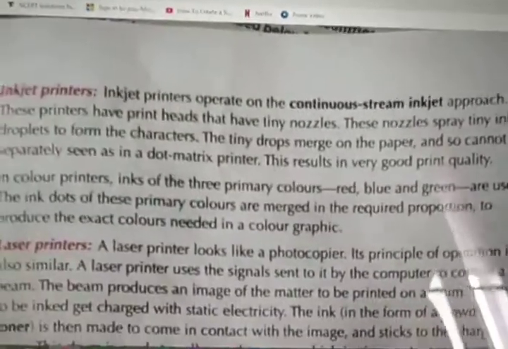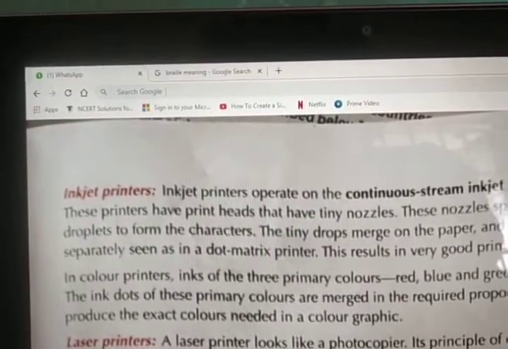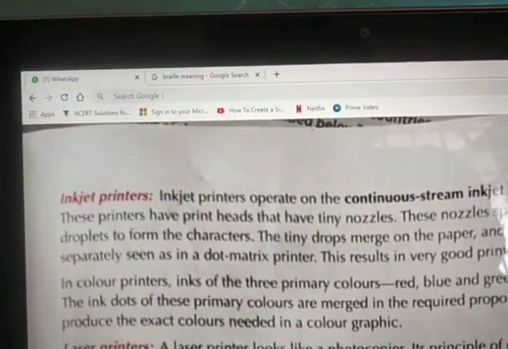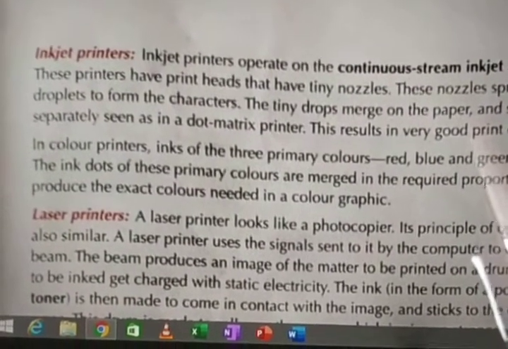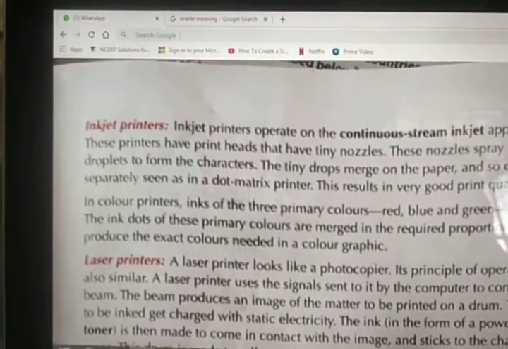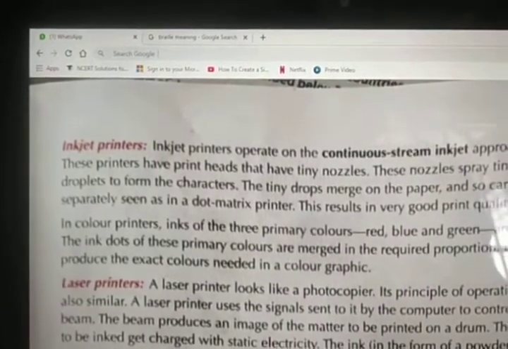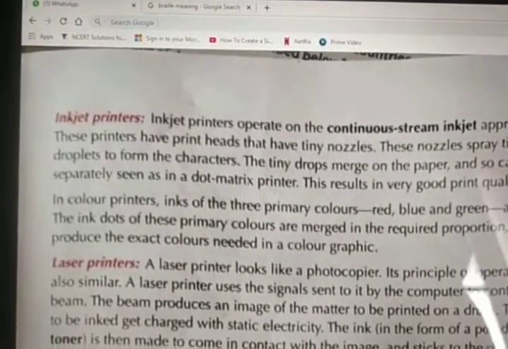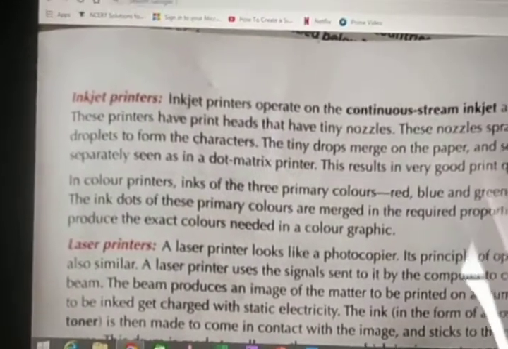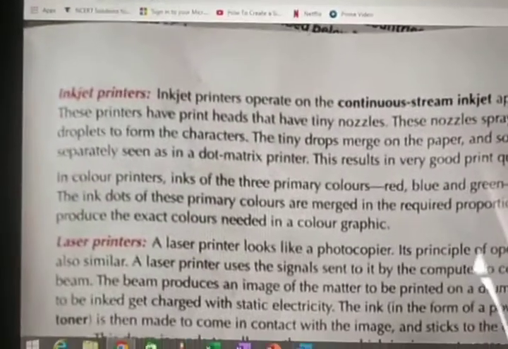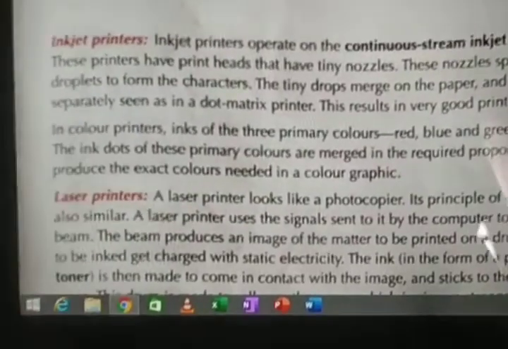That's it. Once again I will read so that you can easily understand. These printers have tiny nozzles on their head. These nozzles spray tiny ink droplets on the paper to form a character. These tiny drops are merged on the paper because of the ink in it. So the dots of the characters cannot be seen as in dot matrix. In dot matrix you can see, here you can't see.